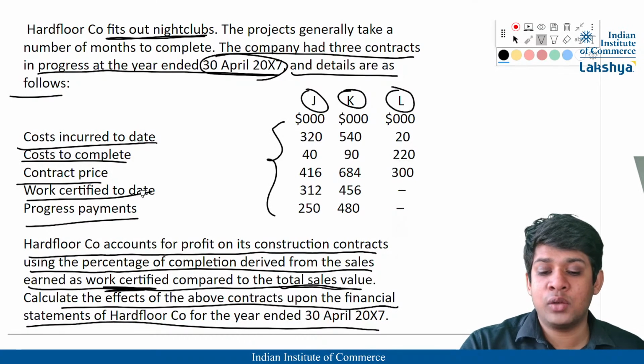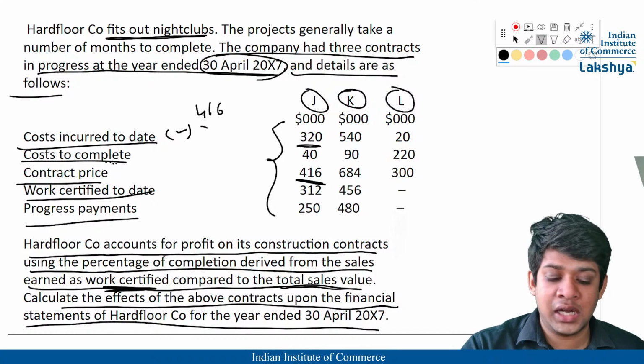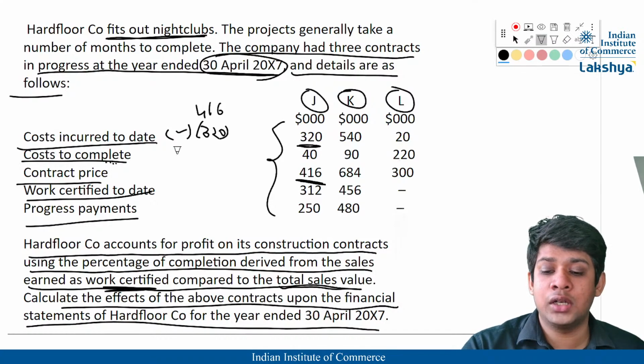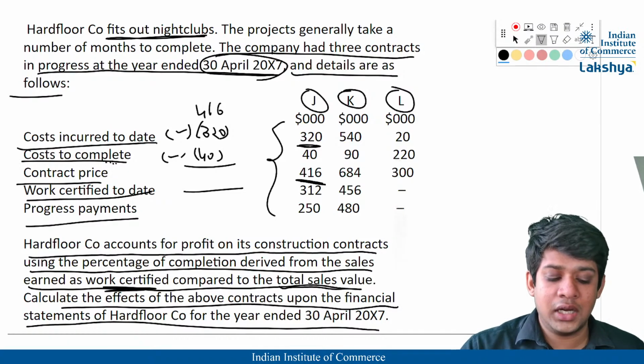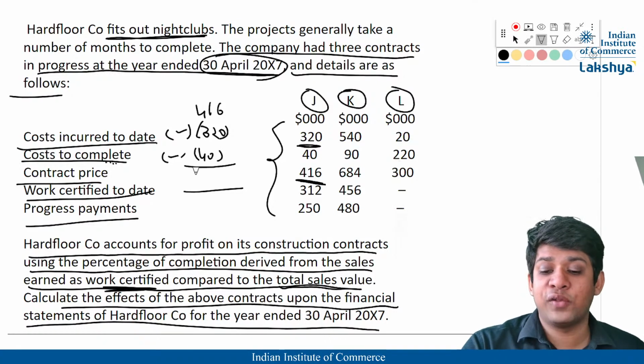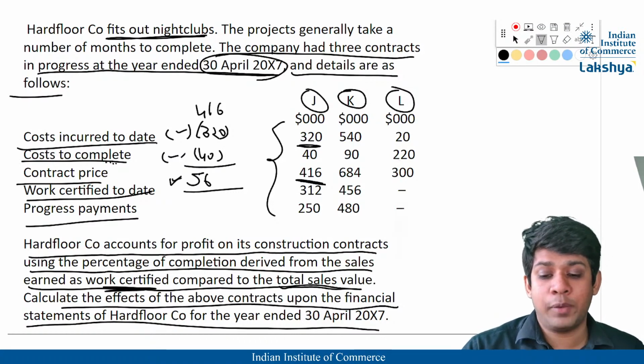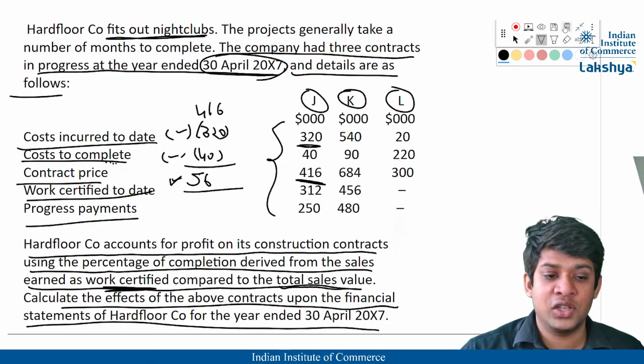So the first step is nothing but work certified to date. Sorry, the contract price is 416. That means we are going to receive 416 minus the cost to complete the project, which is 40, right? And the cost incurred to date is 320. So 320 we've already incurred to date, and 40 we are going to incur more to complete the project. So technically the project is going to be profitable. You're going to have 416 minus 320 minus 40. That is a profit of 56. Correct? So this is your profit.